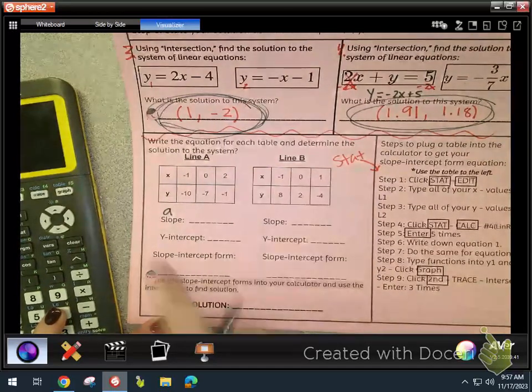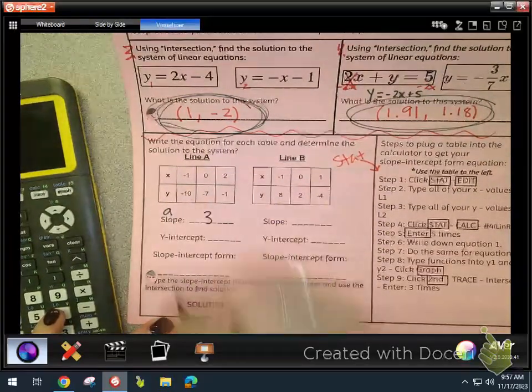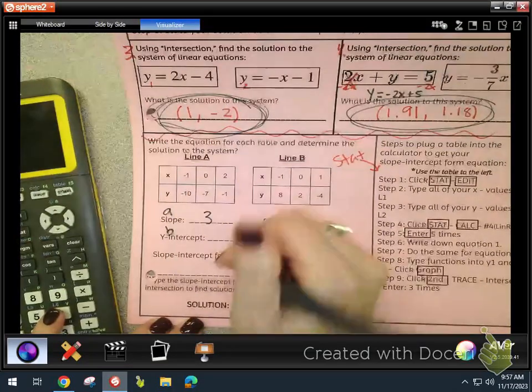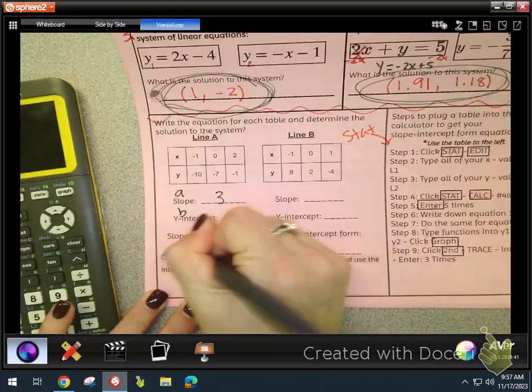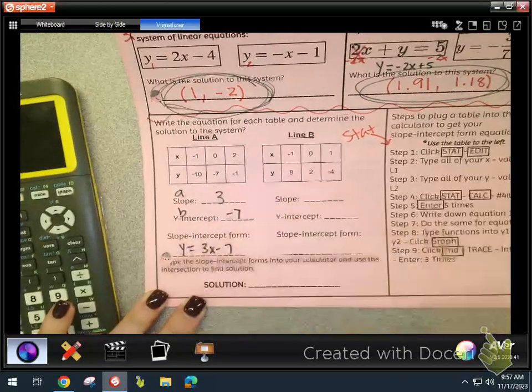For line A, what was it? 3. What was the y-intercept? They still call it B. So what's the equation? Slope-intercept form. Y equals 3x minus 7. Very good.